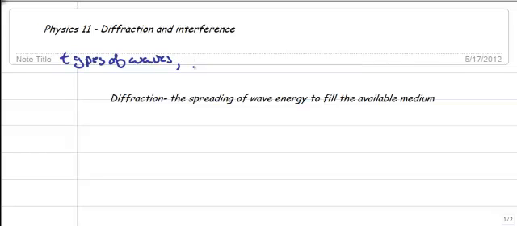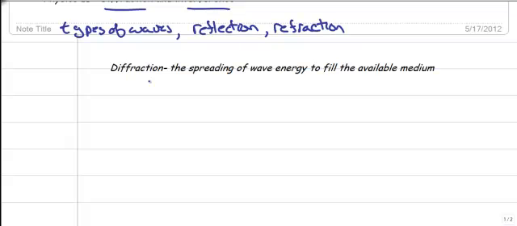Last day's lesson specifically dealt with reflection, the law of reflection, and refraction of waves. That's waves traveling from one medium to another across some sort of boundary. So the last two topics for our lesson are diffraction and interference, just general properties of waves. So what is diffraction? Diffraction is the spreading of wave energy to fill the available space.